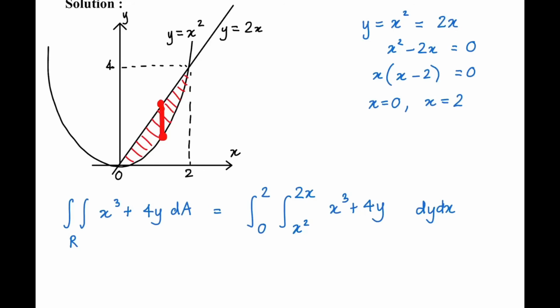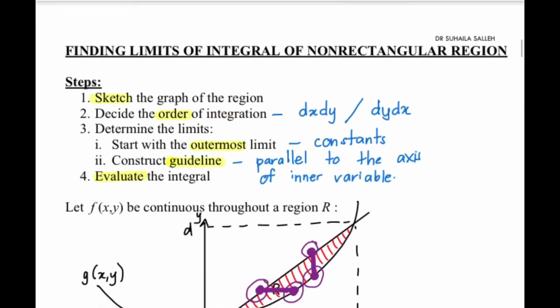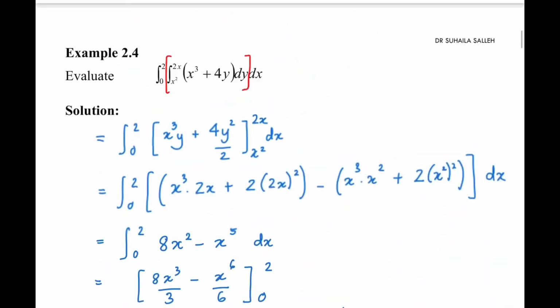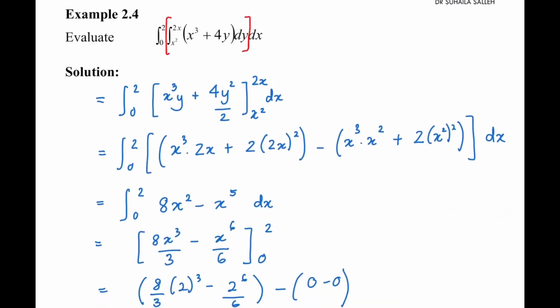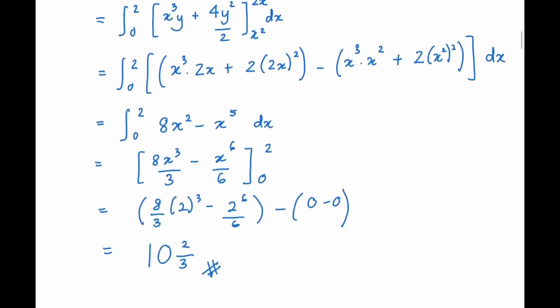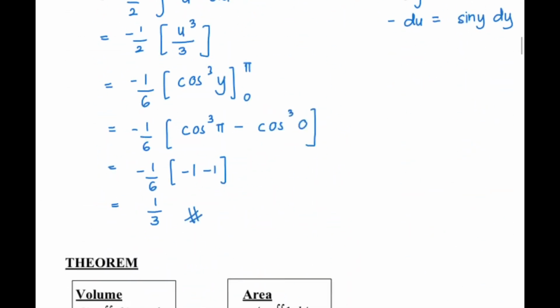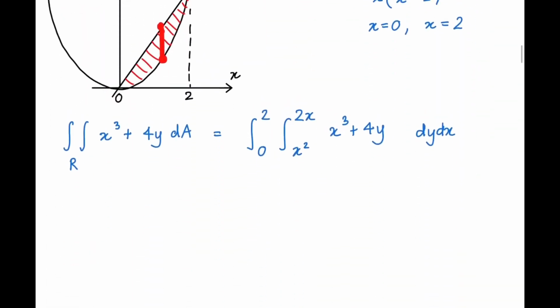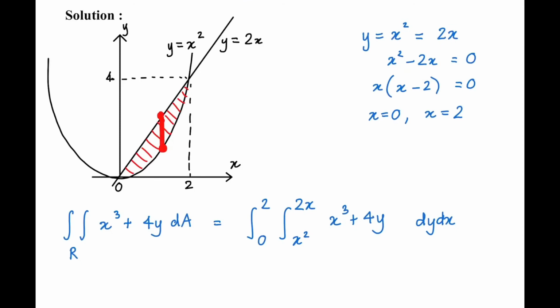Now, if you recall, we have already solved this in our previous video. So I can just swipe this down. There. We have already solved that, and our value is 10 2/3. So let me just put the answer there. This is going to be equal to 10 2/3. Now, if I do not want to choose the order of integration as dy dx, I can use dx dy.